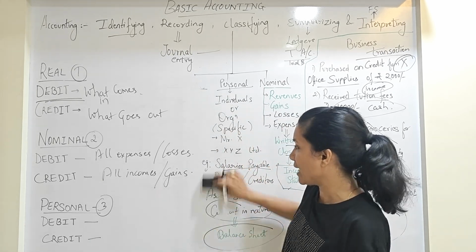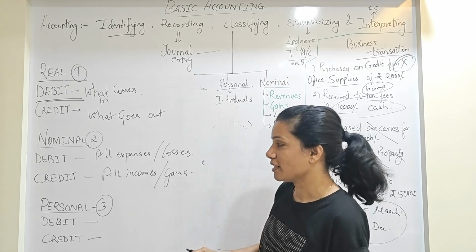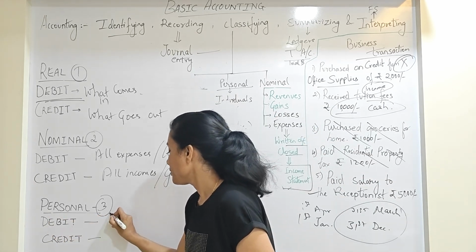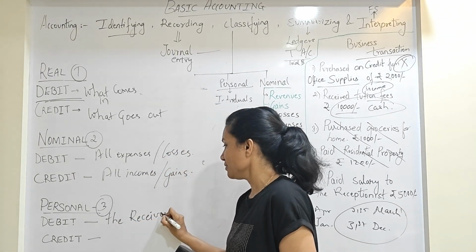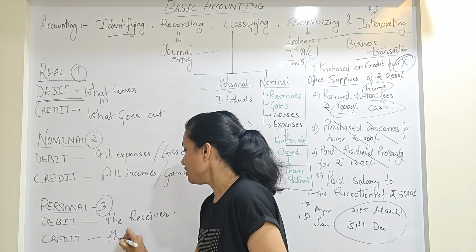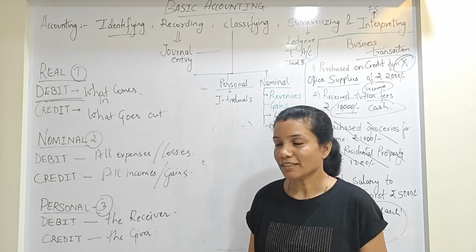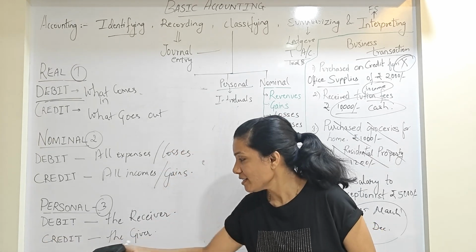Let's proceed to the third category first. The third category is for personal accounts. For personal accounts, debit the receiver, credit the giver. Debit the receiver, credit the giver.